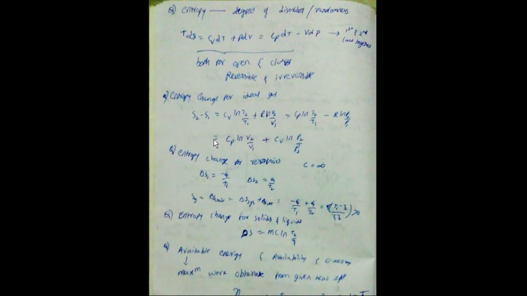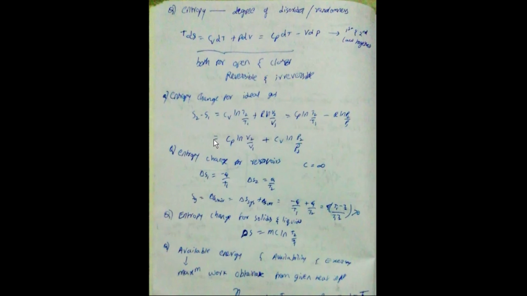Entropy change for reservoirs: C is infinity. Delta S1 is equal to minus Q by T1. Delta S2 is equal to plus Q by T2. S gen is equal to delta S universe is equal to S system plus S surroundings is equal to minus Q by T1 plus Q by T2, which is Q into (T1 minus T2) by T1 T2, greater than 0. Entropy change for solids and liquids: delta S is equal to mC ln T2 by T1.